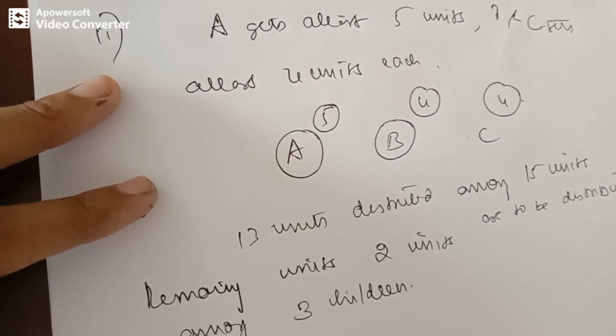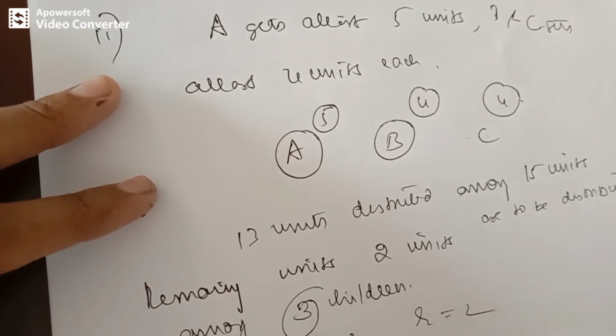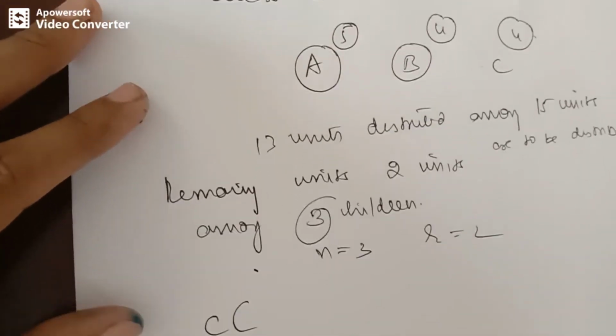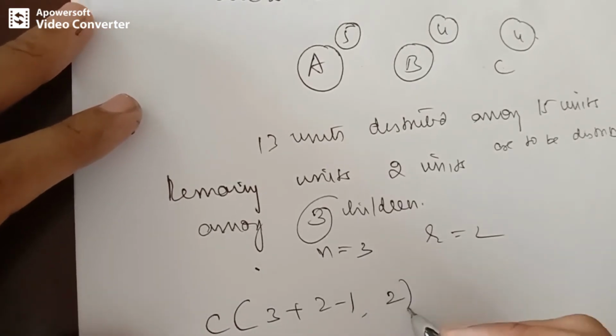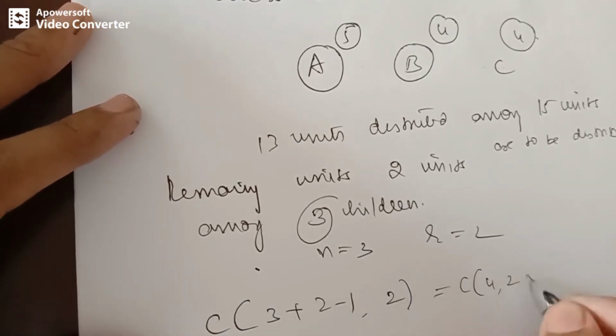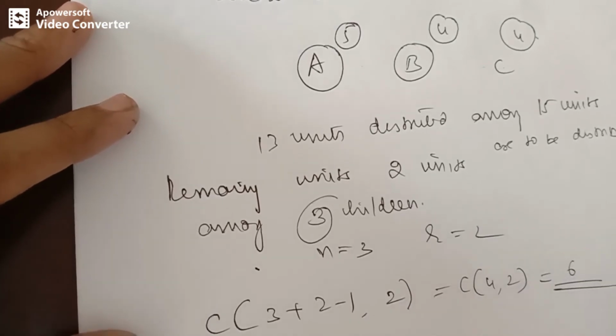So what we get is, here the value of n is 3, value of r is 2. It will be C of n plus r minus 1 comma r, which is C of 4 comma 2, nothing but 6.